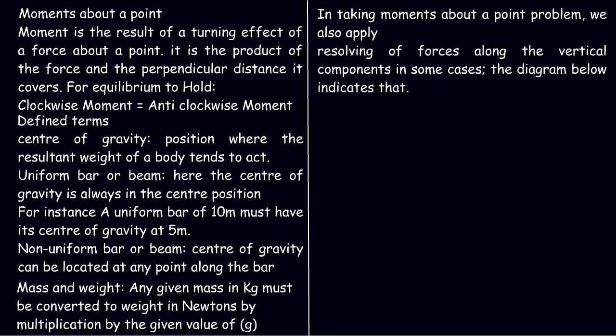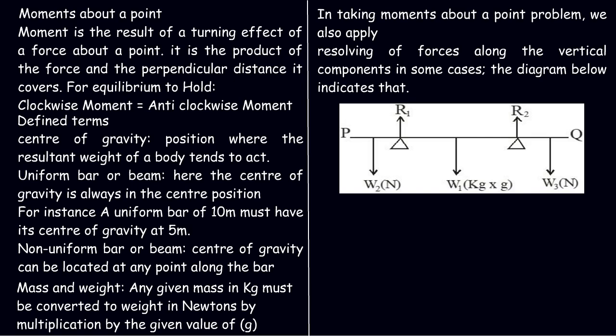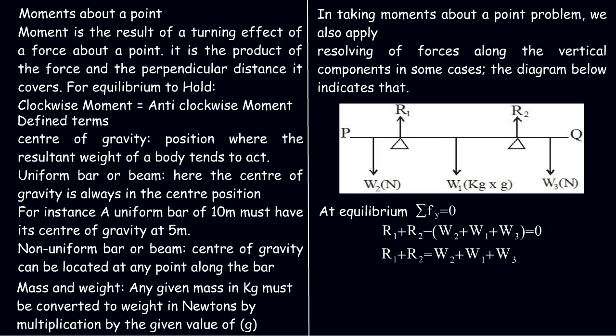Also, in taking movement about a point, we apply our knowledge of resolving forces along the vertical component. In some cases, the diagram below shows that at equilibrium, the sum of all the vertical forces, that is the sum of Fy, will be equal to 0. So from the diagram, R1 plus R2 minus in bracket W2 plus W1 plus W3 will be equal to 0. Therefore, R1 plus R2 will be equal to W2 plus W1 plus W3.